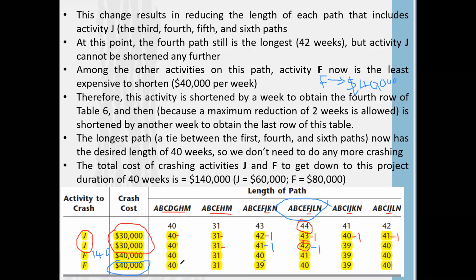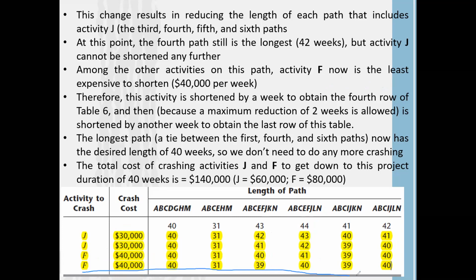Now once you are reducing, this is the same. Now here it is getting 39, 40 minus 1. Here 41 minus 1, now it is getting 40. No change. Okay, I clear this whole thing. Now look at this last one only. After crashing activity F by 2 weeks, now our project ends up with this time period.